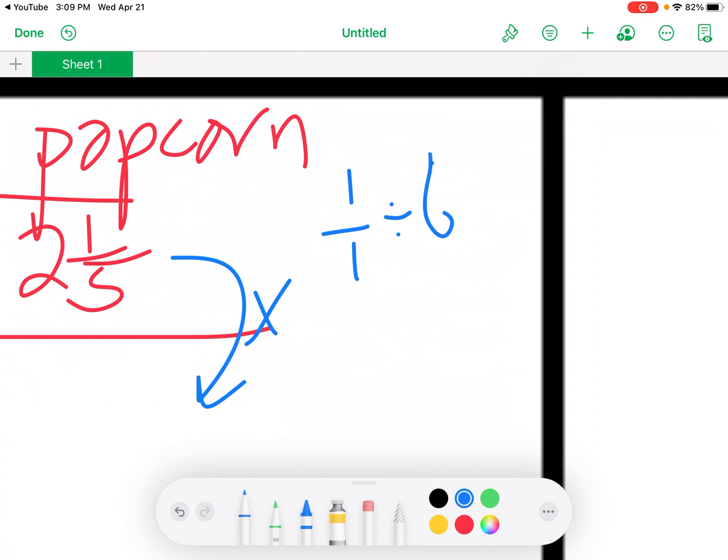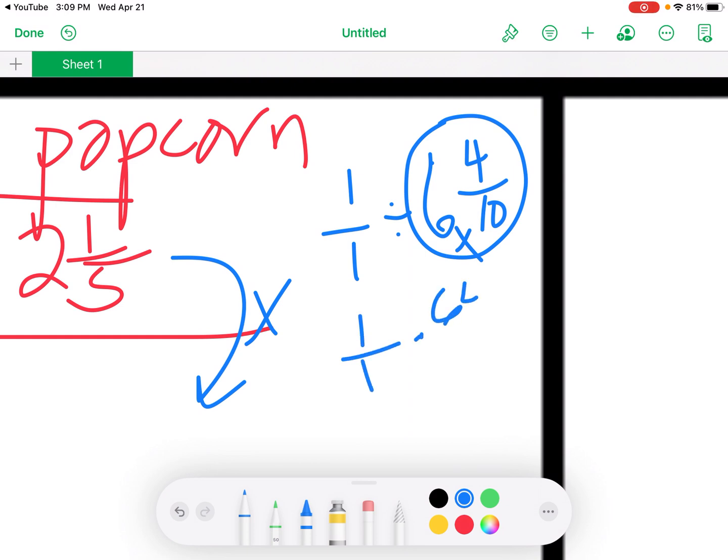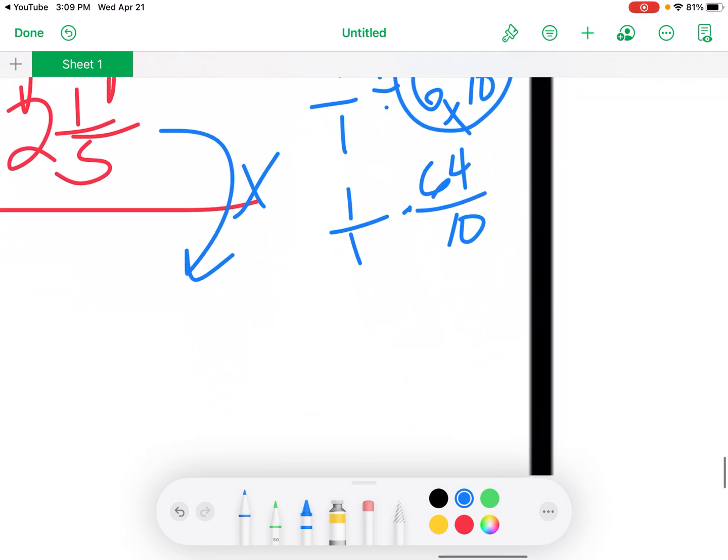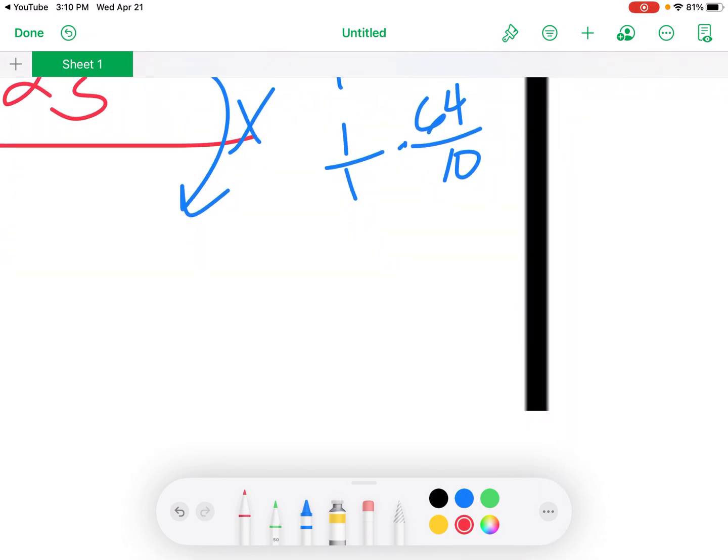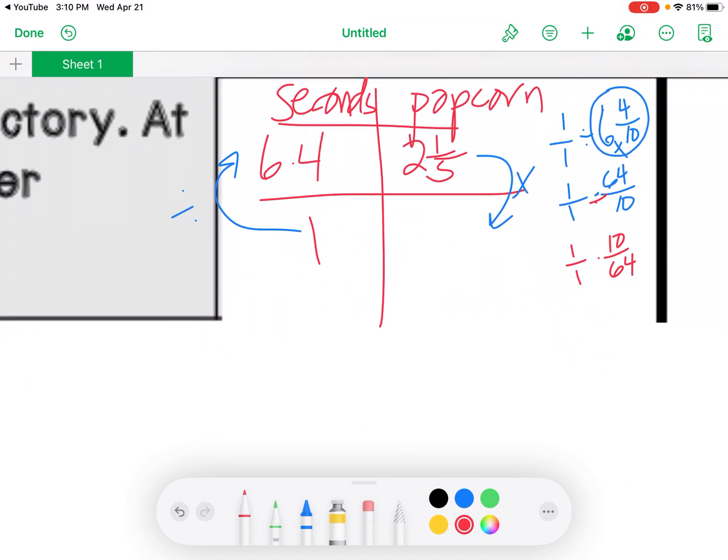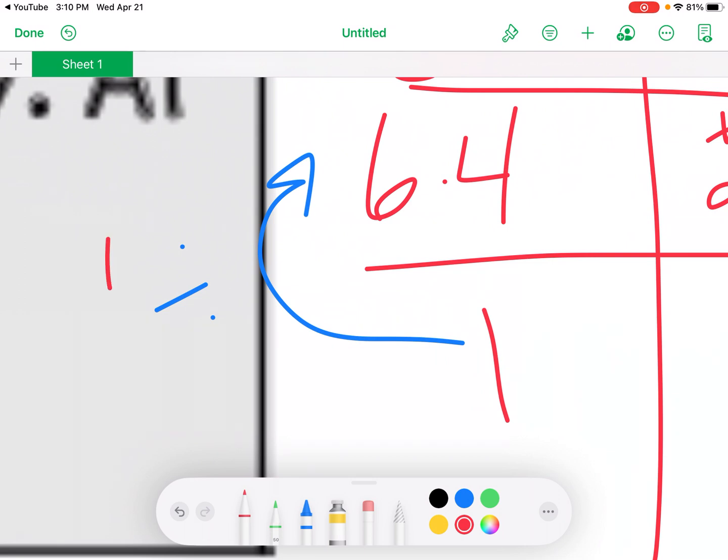remember how we talked about how this is 6 4/10? So I have to go around the world. 6 times 10 is 60 plus 4 is 64. So 1 over 1 divided by 64 over 10. Then I'm going to go 1 over 1 times 10 over 64. So from here, I know that it's 10 over 64.